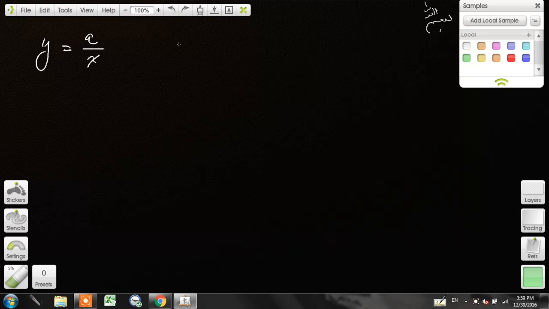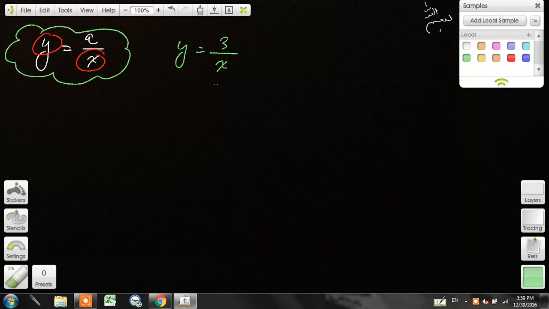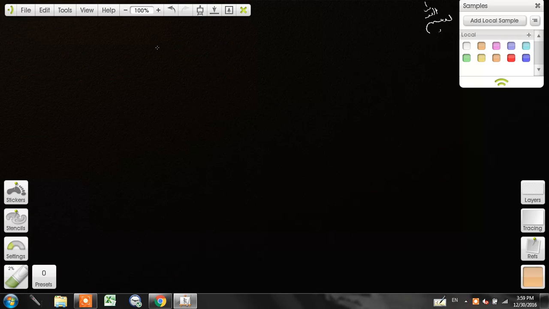So watch. y equals 3 over x, inverse variation or no? Yes. Anytime two variables are related like this, it's an inverse variation. Got it? How about this? Inverse variation? No. Do you understand? Only this. Very simple. Okay? So now, let's do this.